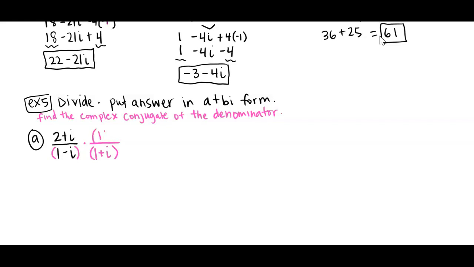So I'm multiplying the top by 1 plus i also, right? Because 1 plus i divided by 1 plus i is just really 1. And if I can multiply anything by 1, right? It changes how it looks, but it doesn't change the properties of that problem.